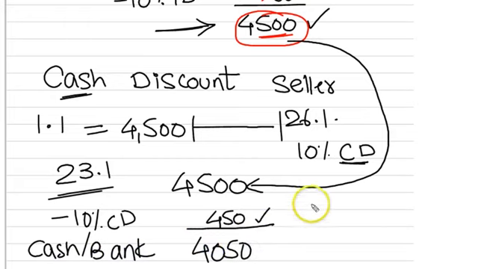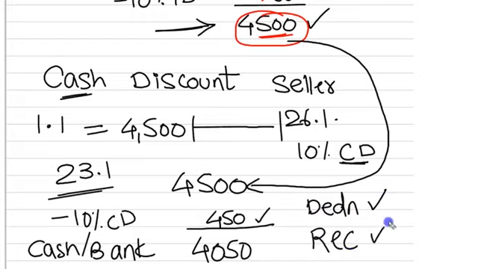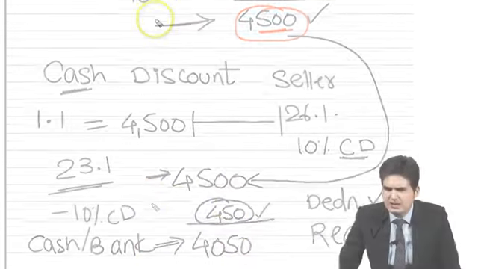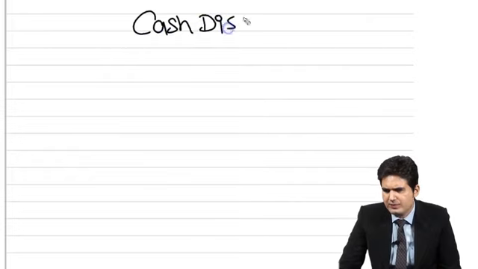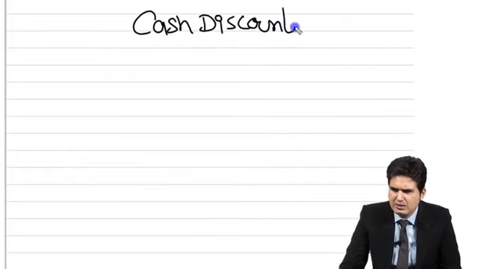So in cash discount you have to deduct, yes. In cash discount you have to record, yes, because actually the bill amount was 4500, but now I am making the payment as 4050, which means that I am having a benefit of 450. Cash discount.